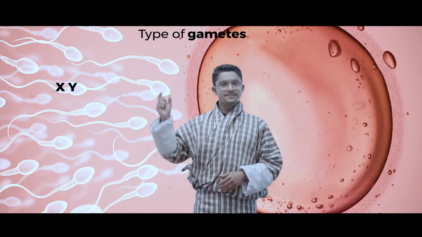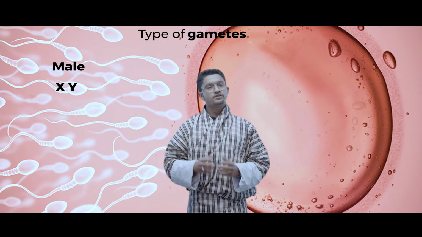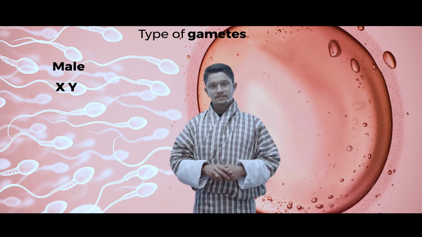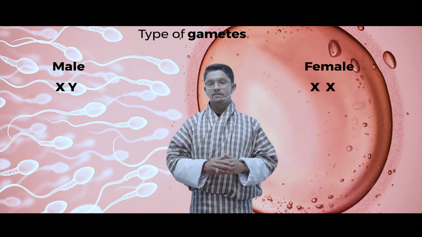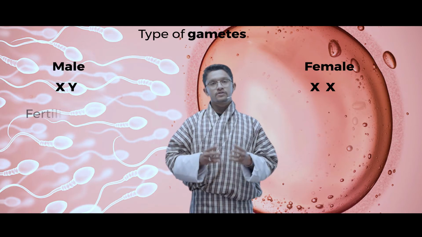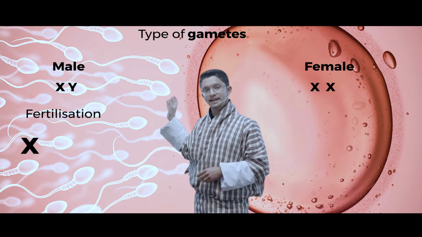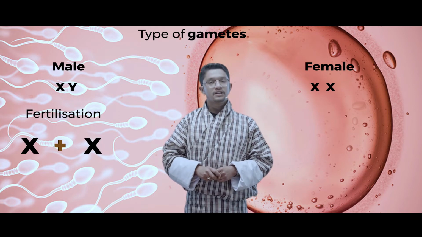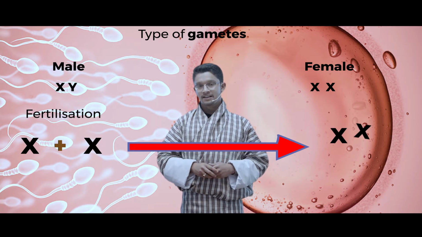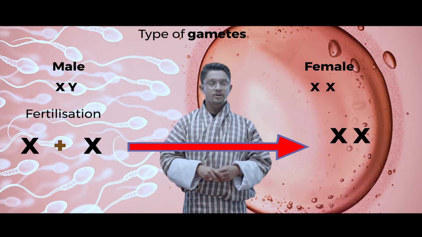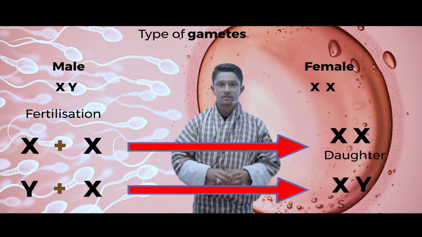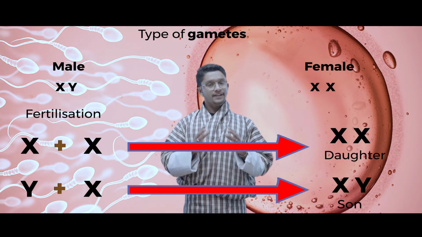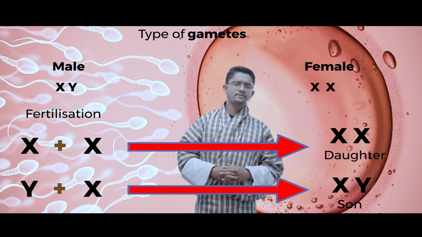To add something more, we represent male as XY. During spermatogenesis, a male produces two types of gametes, that is X type and Y type, whereas female is represented as XX, and they produce only one type of gamete, that is X type. So during fertilization, if the X of the male gametes fuses with the female gametes, then it will lead to the formation of a zygote which is XX. That will lead to the formation of a daughter. Whereas if the Y gamete fuses with the female gametes, then it will form a son. So that was all about the general representation of the types of gametes.